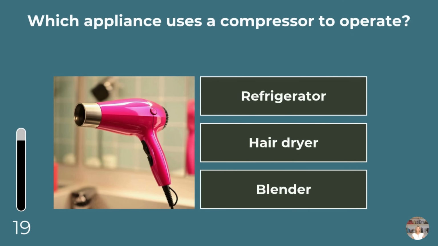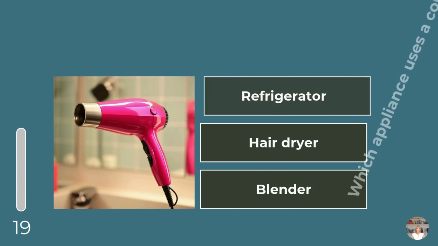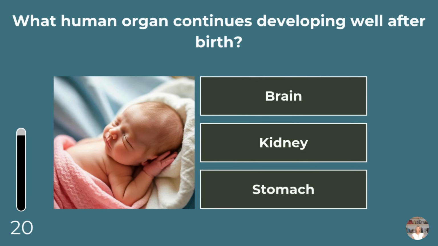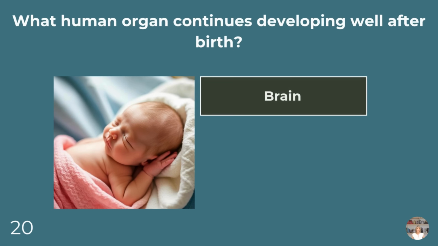Which appliance uses a compressor to operate? Refrigerator, hair dryer, or blender? Refrigerator. What human organ continues developing well after birth? Brain, kidney, or stomach? Brain.